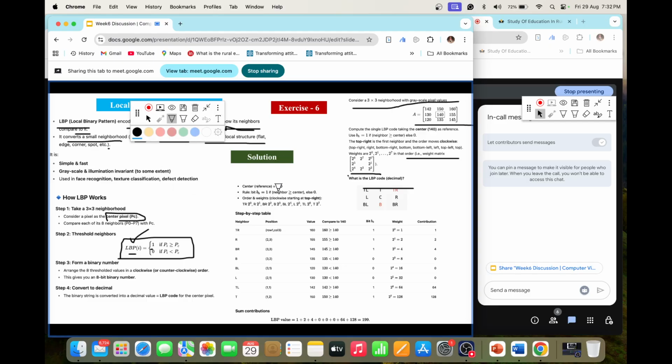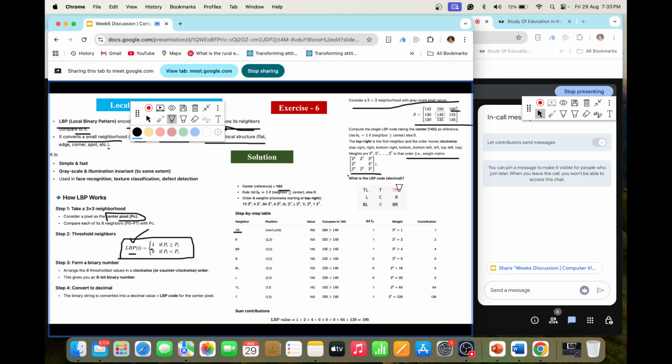Your center is already given, that is 140. Then we will compare the center with each neighbor. We will start with the top right. This is the top right pixel. Let me erase this. This is the orientation that I was explaining: top right, right, bottom right, bottom, bottom left, left, top left, top. That is the nomenclature of this matrix.